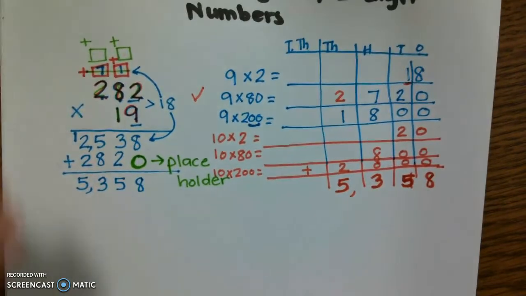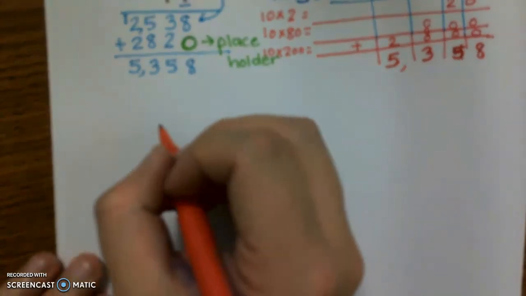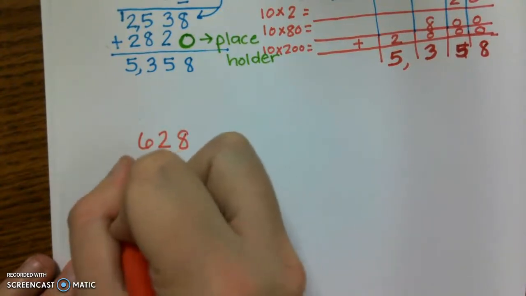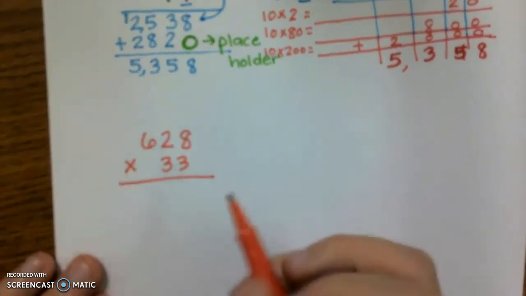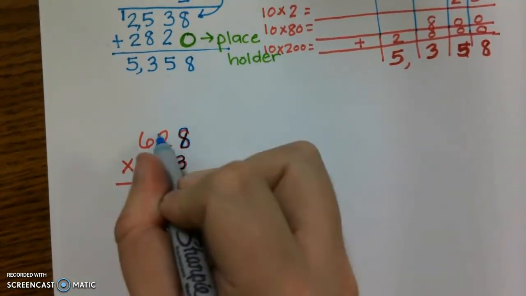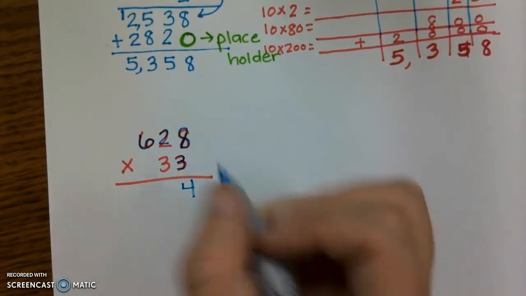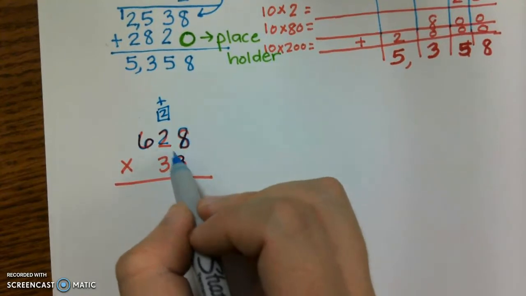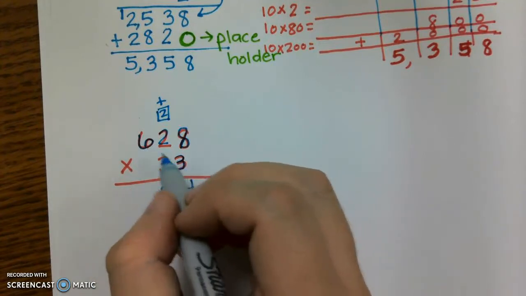All right? So I'm going to do one more, and then I'm going to give you a couple practice problems. So if I had the problem 628 times 33. Once again, I'm going to take this 3, I'm going to multiply it by the 8, the 2, and the 6. So 3 times 8 is 24. Drop my 4. I'm going to regroup my 2 to be added. 3 times 2 is 6, plus 2 more is 8. 3 times 6 is 18.